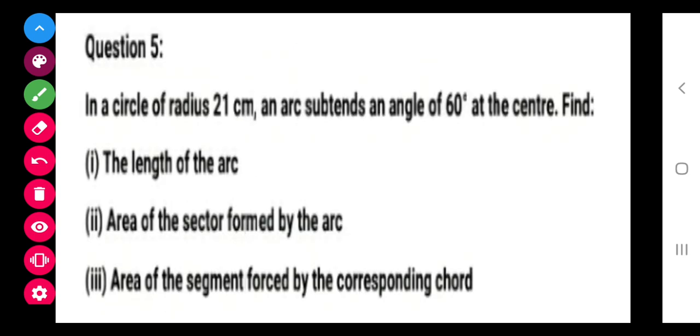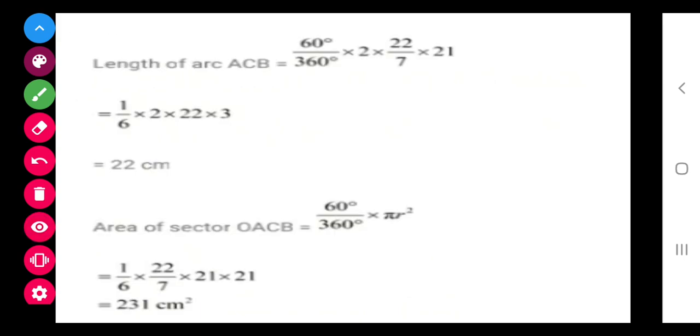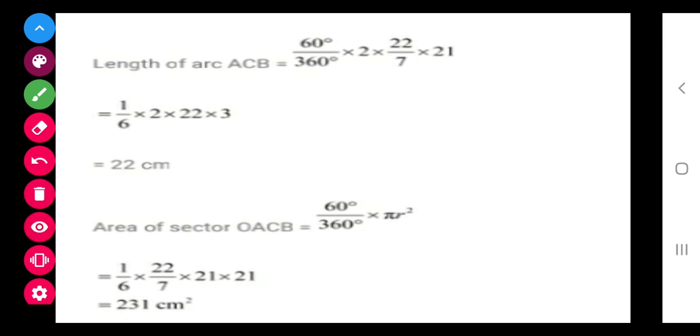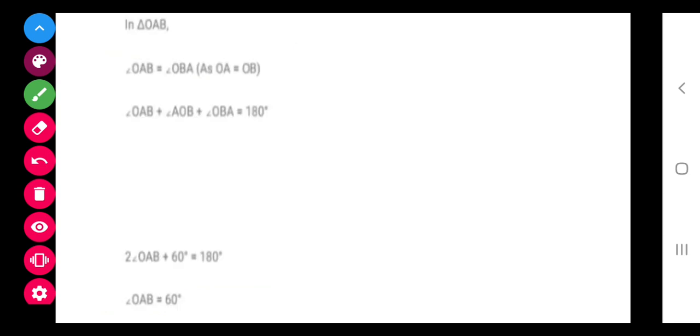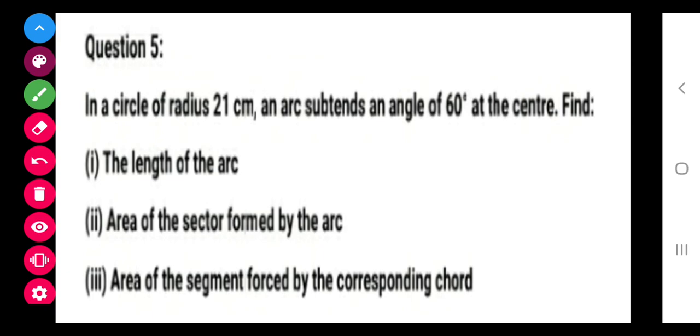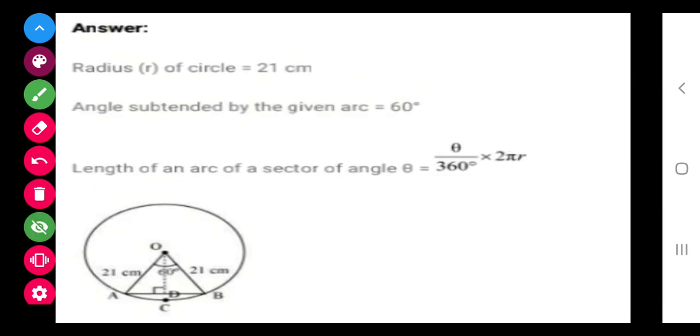Now in the question you can see the area of the sector formed. This we have to determine. So class, with the same concept we will determine this, theta upon 360 pi r square, and we will get this value. Next we have to get the area of the segment formed by the corresponding chord. Means in this diagram we have to get the area of this segment.